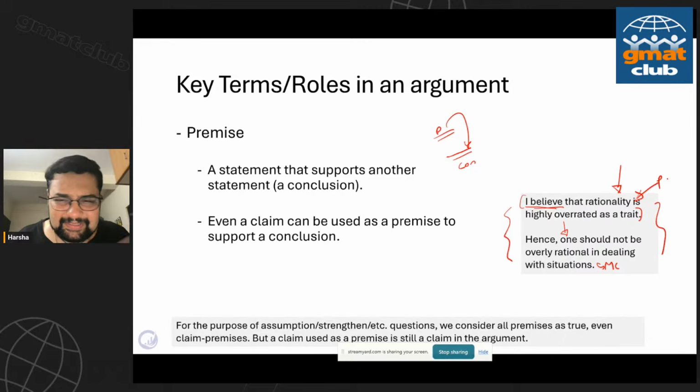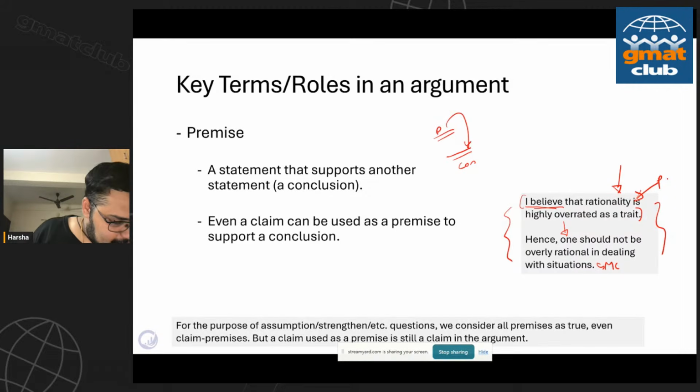The reason we have to discuss this is because in our typical other argument based questions, there also we have premises which can be claims. But what happens, let's say, in your standard assumption or strengthen or weaken question is, for the sake of figuring out the assumption, strengthener or weakener, we consider all the premises to be true. Whether it's a fact or claim doesn't matter. If it's a premise, it's considered to be true. And therefore we have this idea that a premise is a fact. It's a fact as far as that particular argument, trying to find the assumption, is concerned. But a premise can be a claim. I hope this idea is also clear.